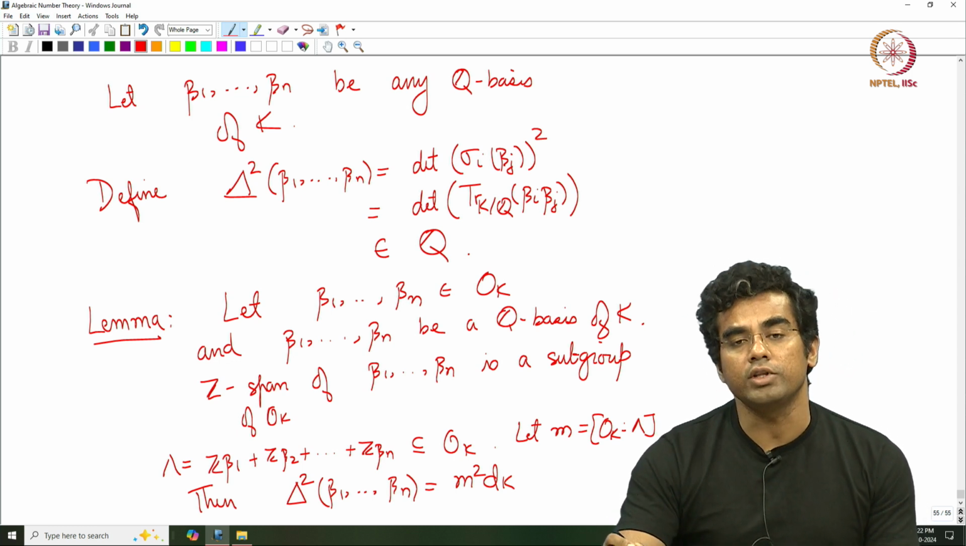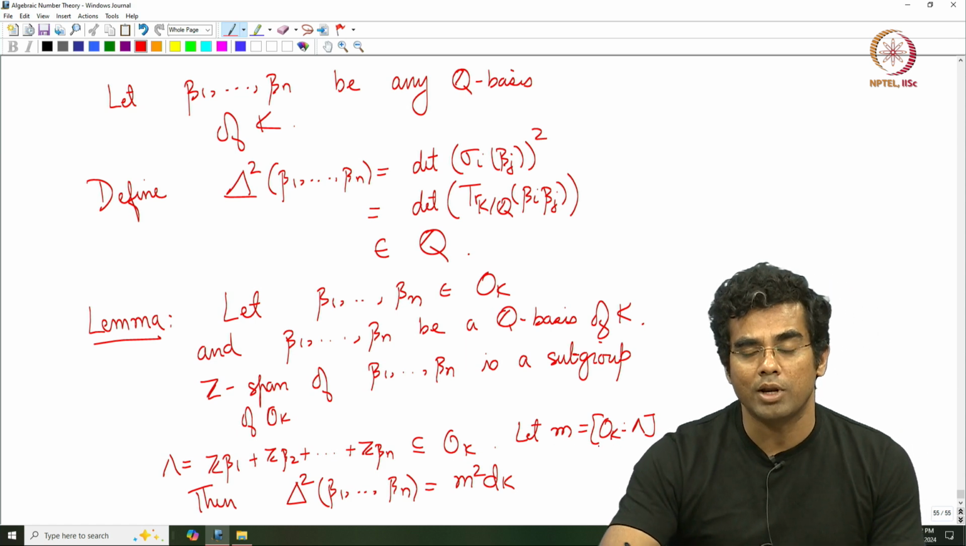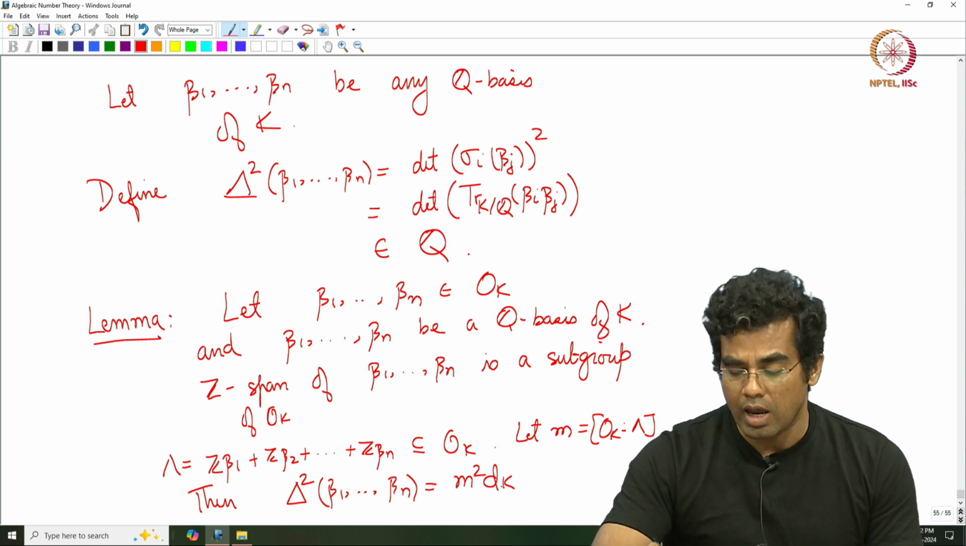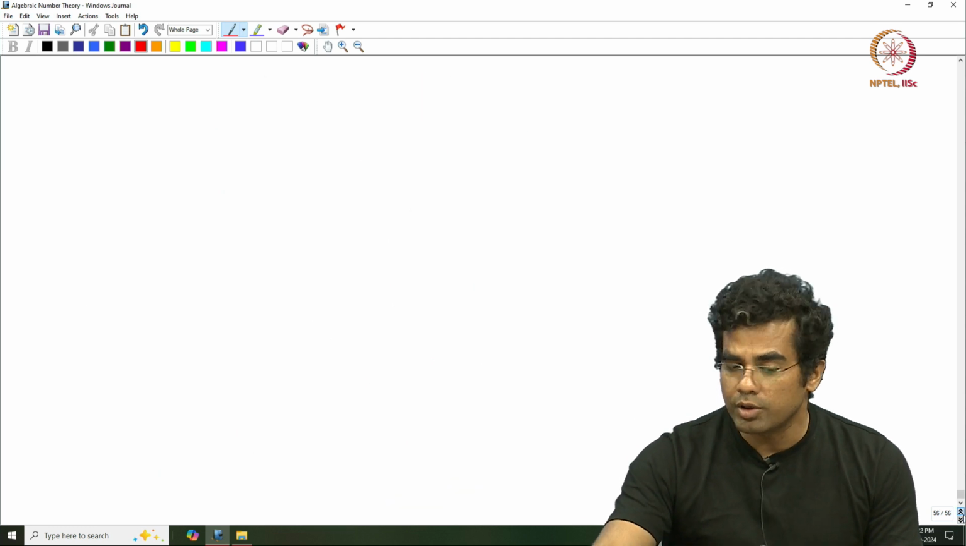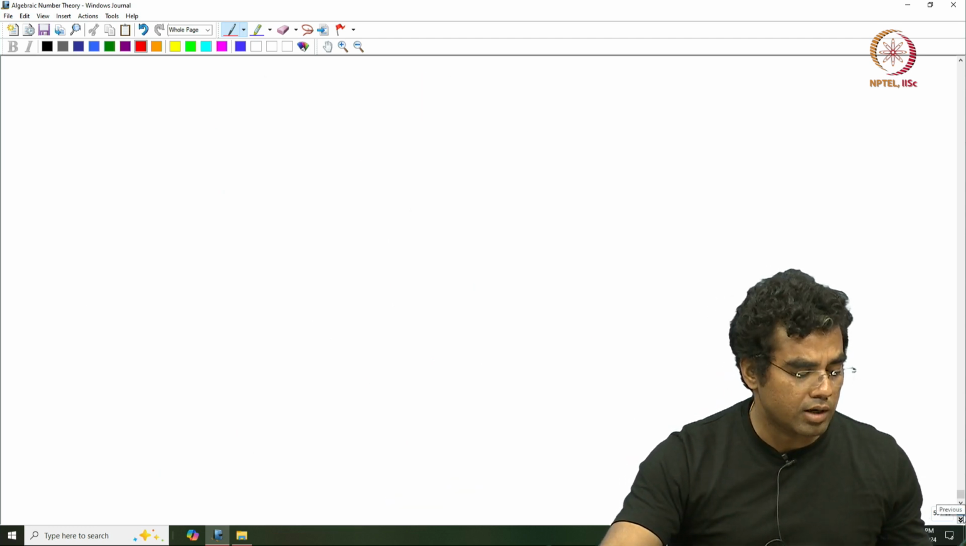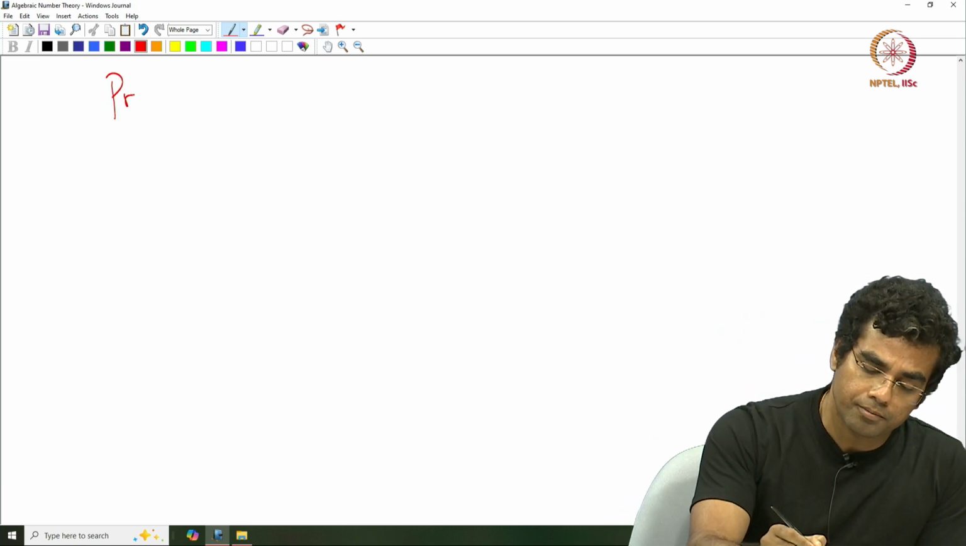So, there are two things we need to prove. We need to prove that this m is finite. So, lambda has finite index in OK, and then this relation between delta squared, m and dK. But this is just a piece of linear algebra over Z. So, I am going to go over this quickly.